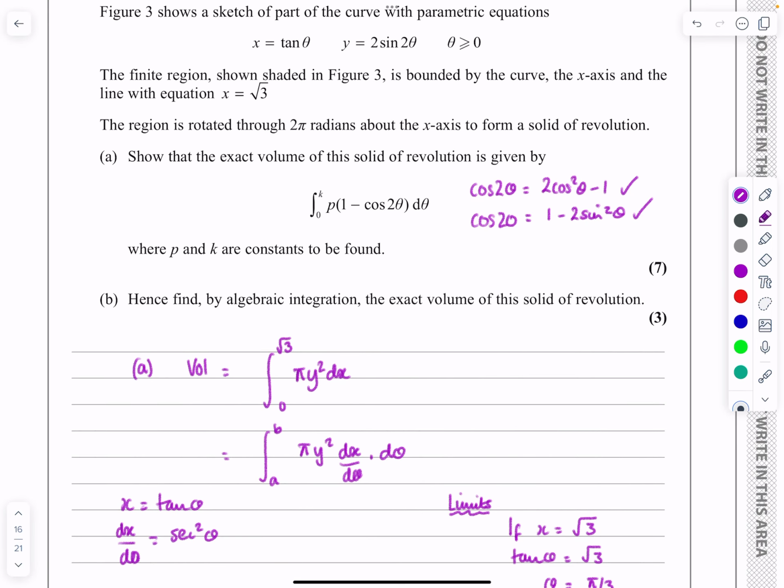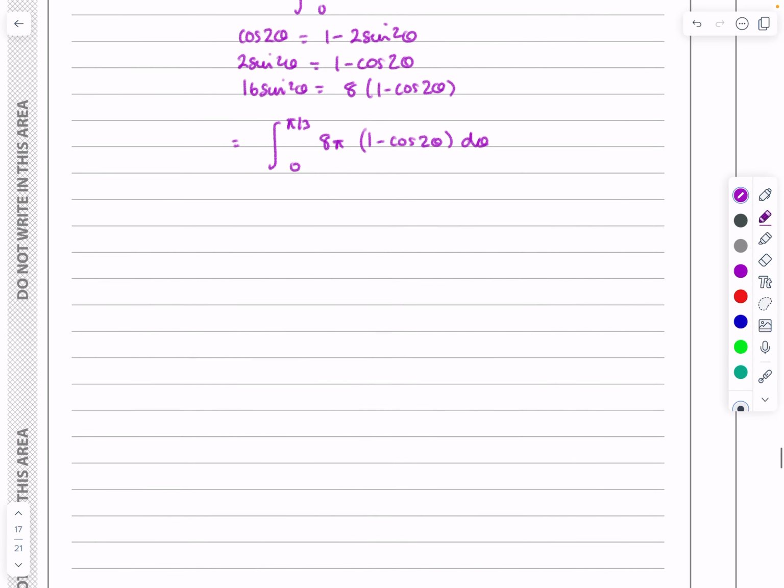And then part B says, okay, let's see if we can actually find the exact value. So in other words, let's integrate that and get the answer. So part B, the volume is actually, I'm going to take that 8 pi back out now for this bit here, between pi over 3 and naught, 1 minus cos 2 theta d theta. All they're asking me to do is to actually integrate that, which is relatively straightforward to do. So it's 8 pi, integral of 1 is theta. The integral of cos 2 theta, you have to be able to do this at this stage of P4. If you can't do this, you need to go away and do a lot more practice on your basics.